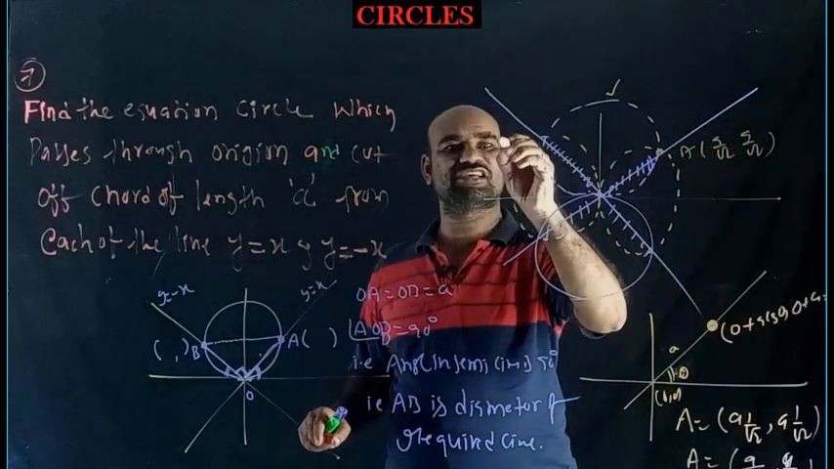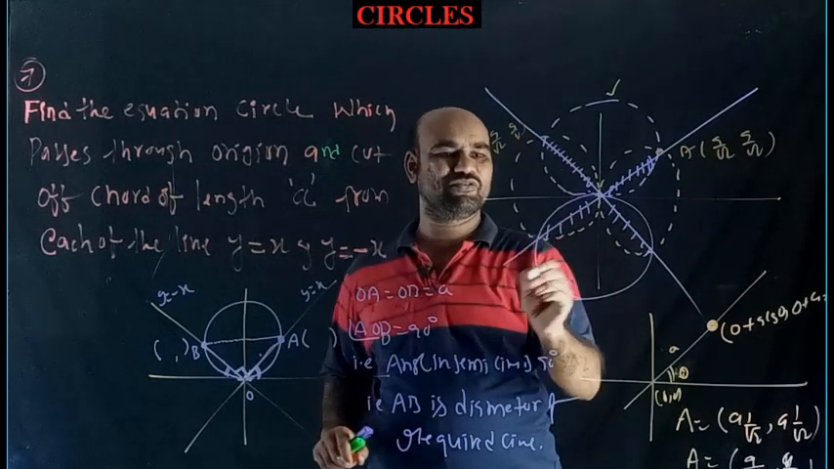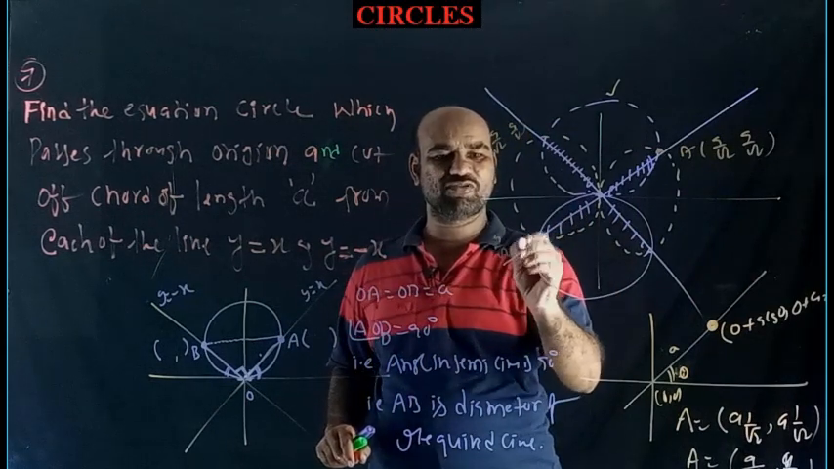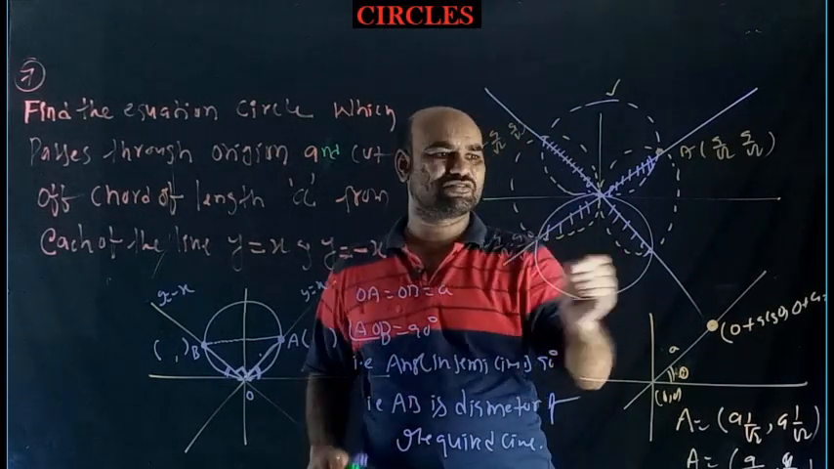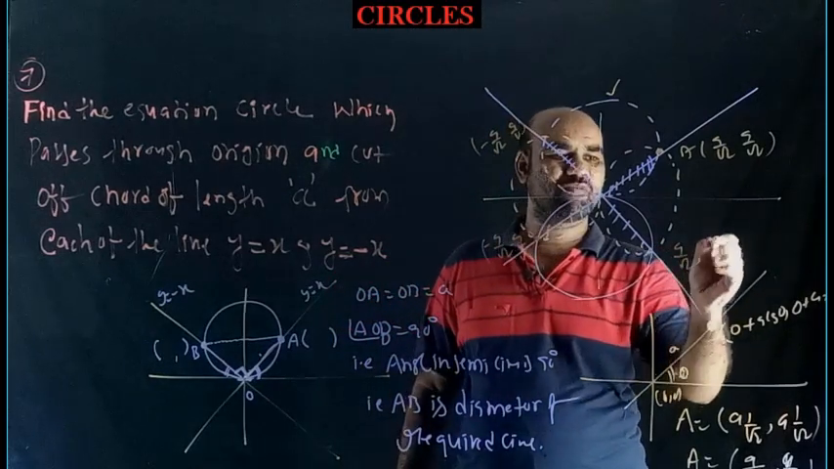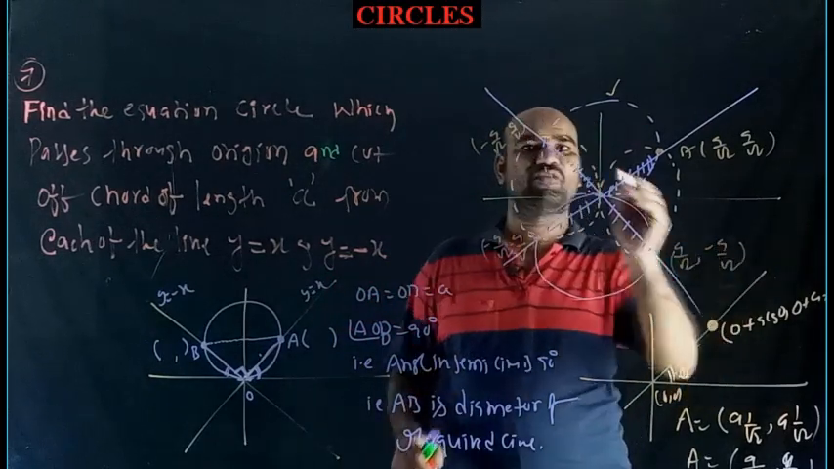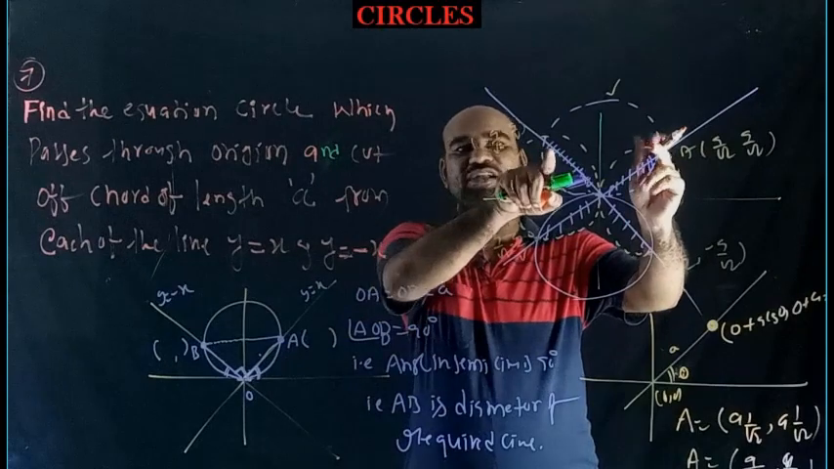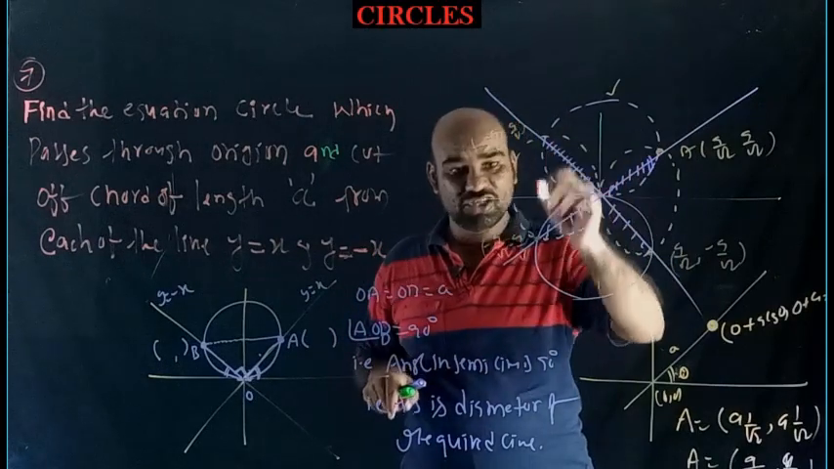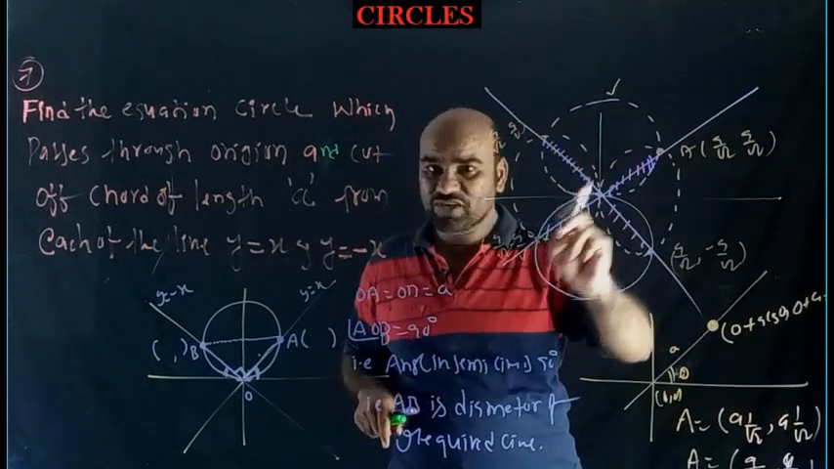This is minus a by root 2 comma a by root 2. This is minus a by root 2 comma minus a by root 2. This is a by root 2 comma minus a by root 2. These two are the two extremities of the diameter, so you can find the equation of the circle.